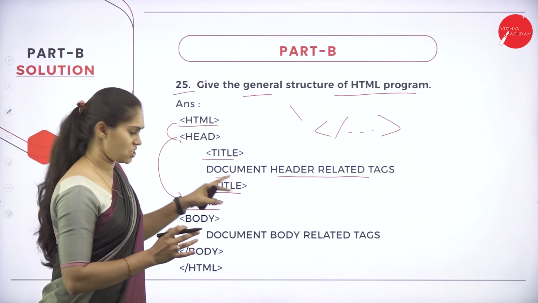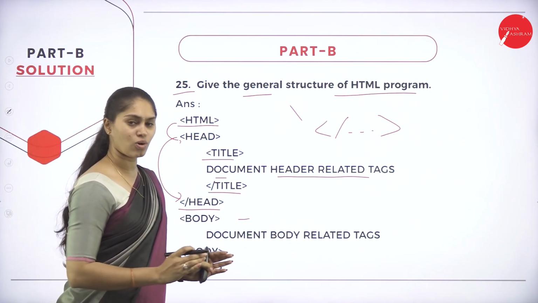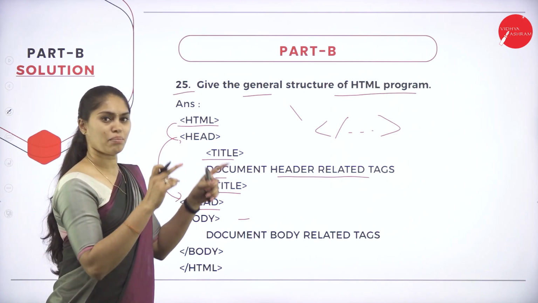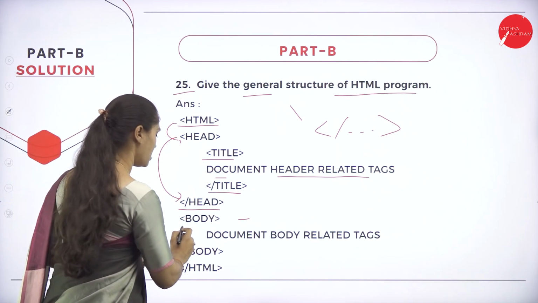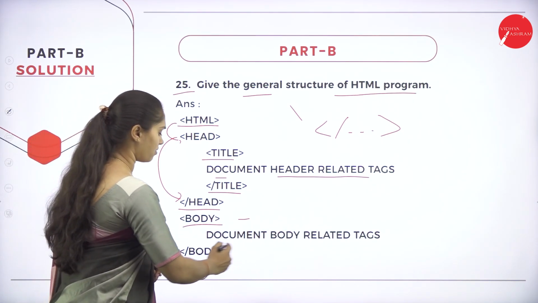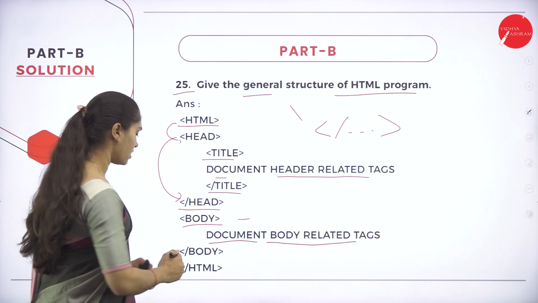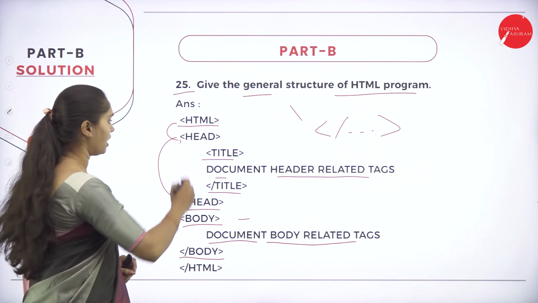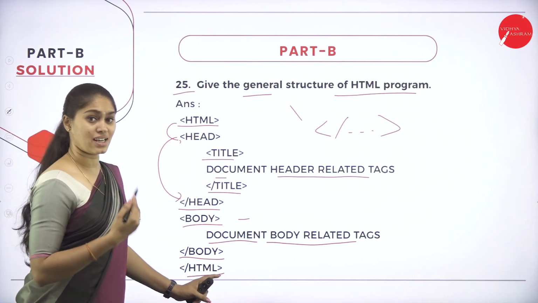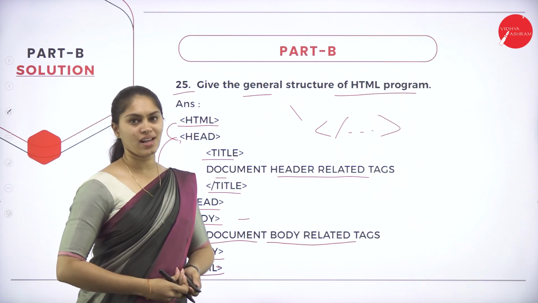Then after closing head, within the HTML we must have a body. How the web page must look, the designs, or whatever I want to do with the web pages will be done between the body tags. So in the body we write the document content which is related to the body tag. Then we close the body tag. At last we have to close the root tag called HTML, that is slash HTML. So this is the general structure of an HTML program.